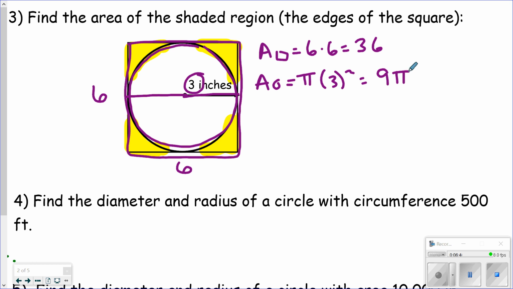So now if I just want to figure out what this area is, I'm going to take the area of my square, which is 36, and subtract the area of my circle, 9 pi. When I plug that into my calculator, I get 7.73 inches squared.